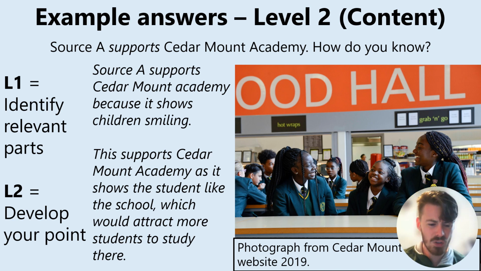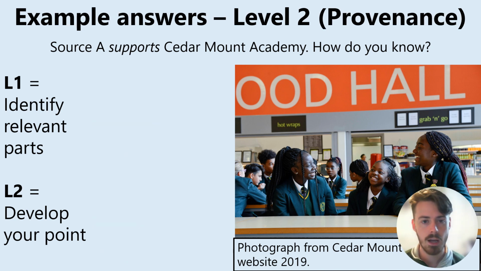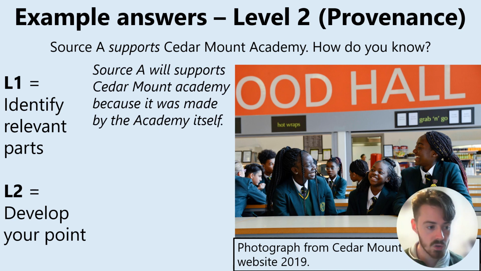Now, the content here, I said 3 marks. We're not aiming for 3 marks, we're aiming for 4. So why don't we talk about provenance now? Let's change the script. We're not going to talk about the children smiling anymore. I want to focus on the provenance. I know that this picture comes from the Cedar Mount Academy website. Let's start with that. Get the level 1. Source A, I know it's going to support Cedar Mount Academy as it was made by the Academy itself.